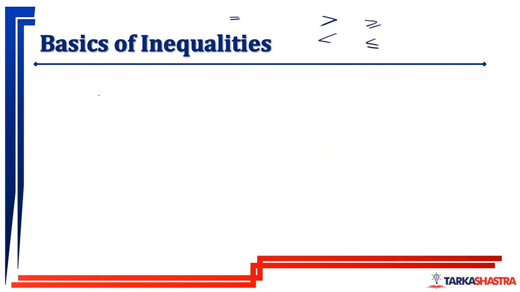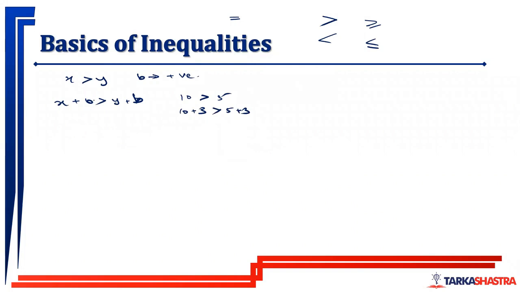Now, if x is greater than y, and there is a value b which is positive, if I add this value, x plus b, y plus b, the inequality does not change its nature, or the inequality remains as it is. For example, 10 is greater than 5. If I do 10 plus 3 and 5 plus 3, the inequality will not change its nature, it will remain as it is.